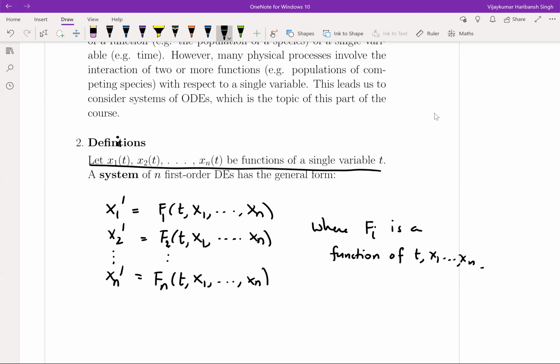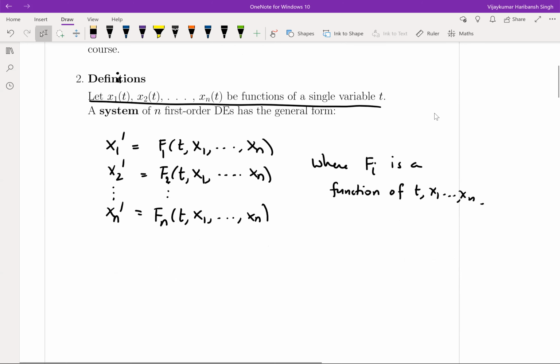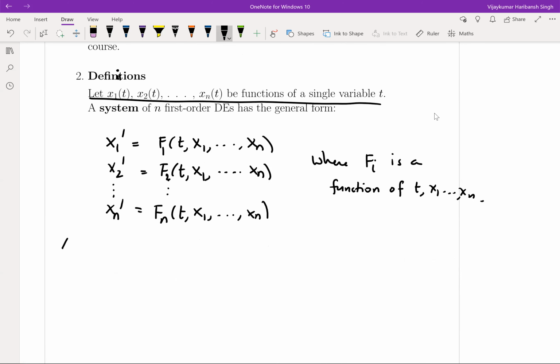Okay. So now, what would a solution to such a differential equation mean? A solution to a system of differential equations on an interval I is a set of n functions, right? Is a set of n functions.